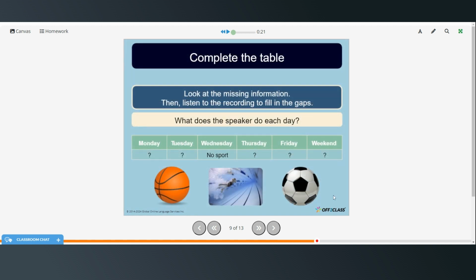All right, so we're going to look at the missing information, and then listen to the recording to fill in the gaps. So what does the speaker do each day? Monday, Tuesday, we know that on Wednesday he doesn't do any sport, Thursday, Friday, and the weekend. So let's listen.